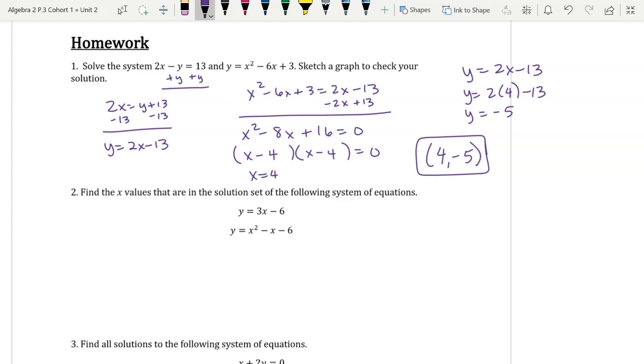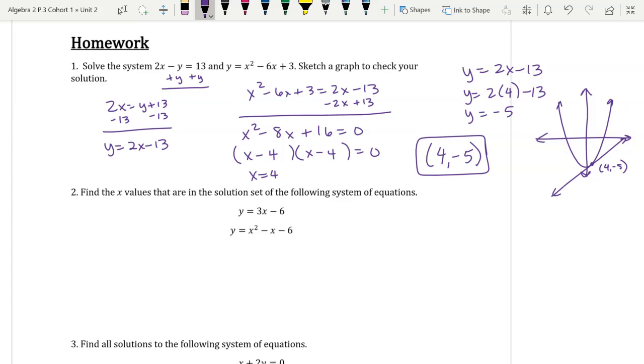Now this says to graph it and sketch it to see what it looks like. So if you were to sketch this graph, right, use your graphing calculator to see what it looks like. I don't need to show you how to graph a parabola. You should have a parabola and you should have a line, and that point of intersection should be at 4, negative 5. That's what you should see on your graph.